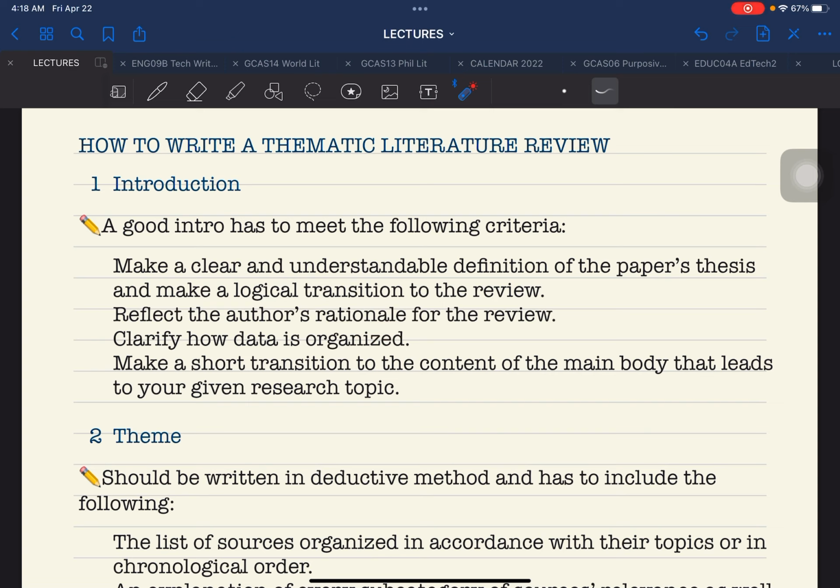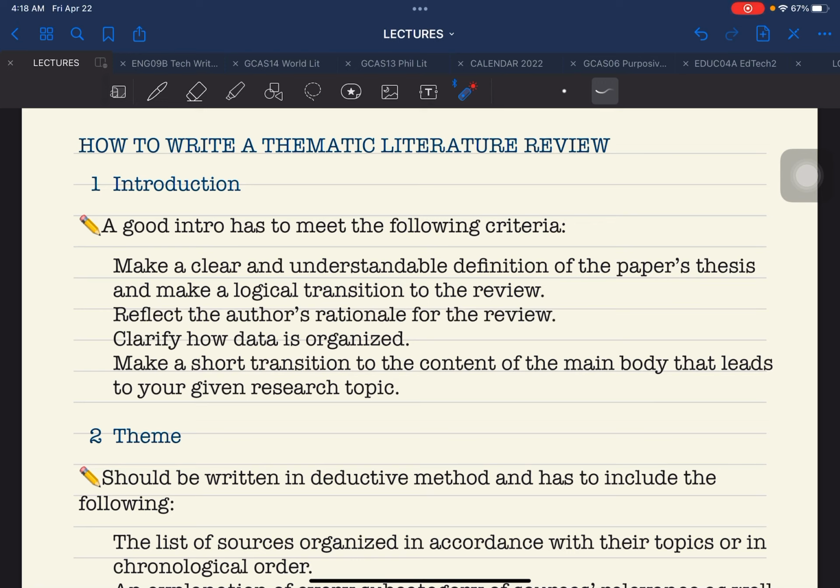Okay? The next one is clarify how the data is organized. So instead of using the approach of classifying it from local to foreign, you state that this particular literature review will implement the thematic approach instead of the traditional or the usual approach in writing the literature review.